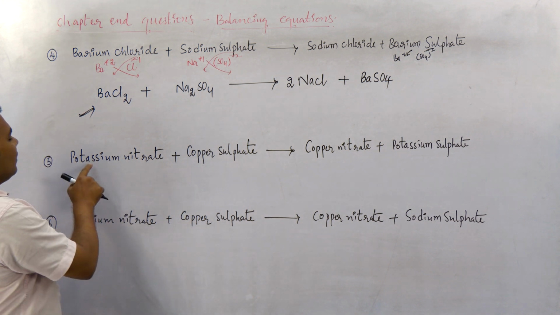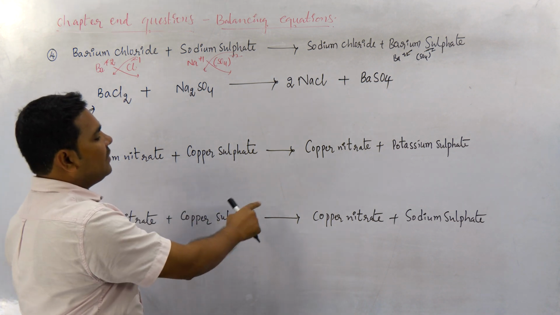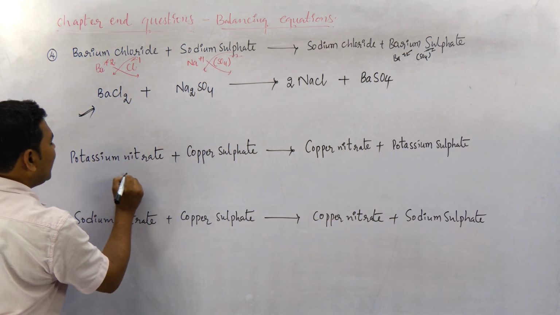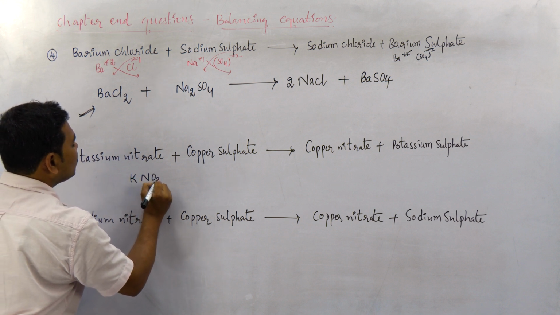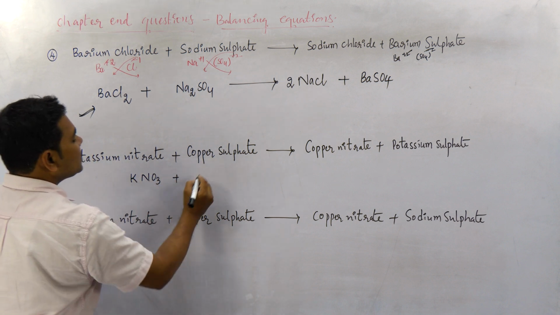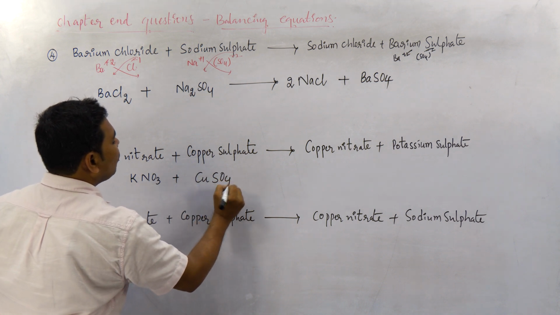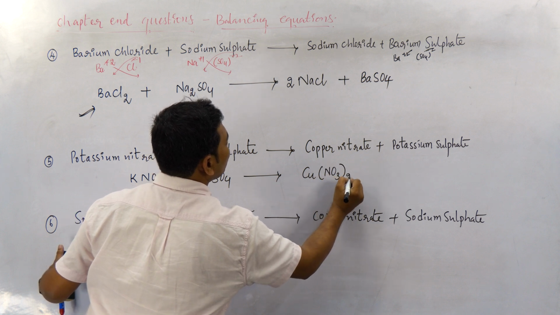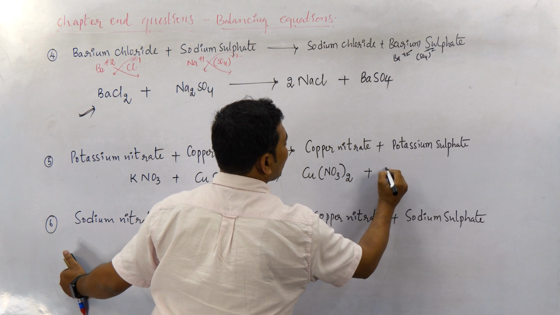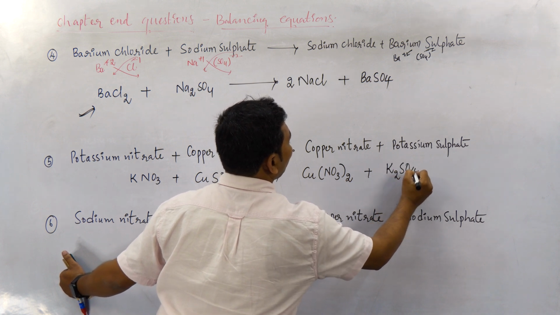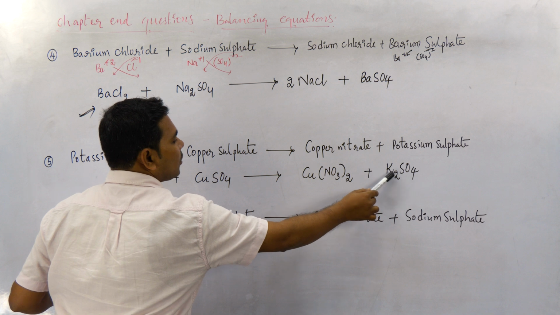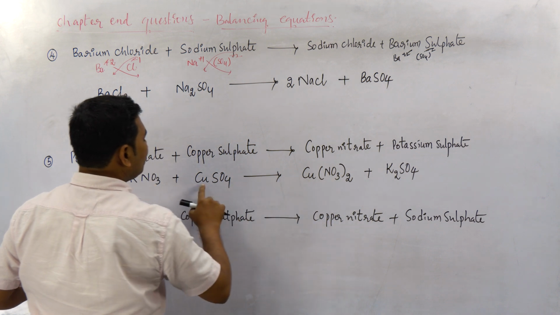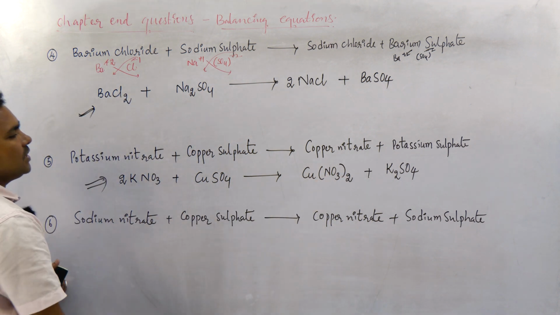Now coming to the fifth one: potassium nitrate plus copper sulfate gives rise to copper nitrate plus potassium sulfate. Let's write potassium nitrate. I'll write the formula KNO3, plus copper sulfate, written CuSO4, gives rise to copper nitrate, Cu2+ NO3−, so I'll write Cu(NO3)2, plus potassium sulfate, K2SO4. Now we have to balance. You just check. We have 2 potassium atoms, so I make 2 KNO3, 2 NO3, 1 copper, 1 sulfate. That's all. This equation is balanced.